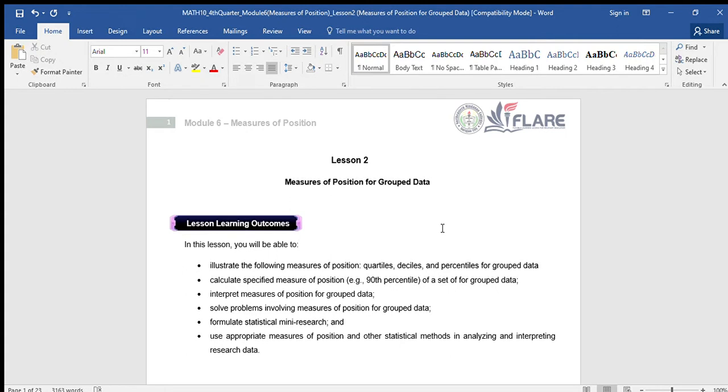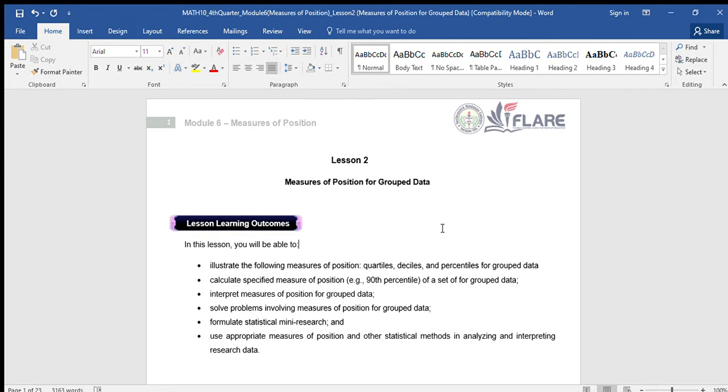Ungrouped data can only cater to around 5 to 10 pieces of data or information gathered. But when it comes to larger data sets, like 40 to 50 and above, then we will use grouped data. So we group it, and then we will also use these measures of position for grouped data.